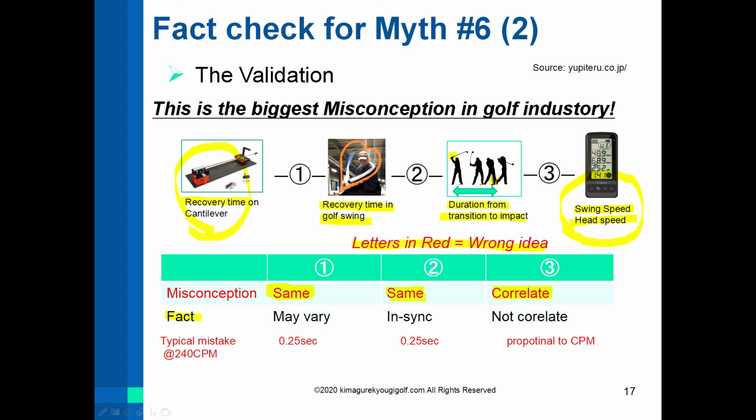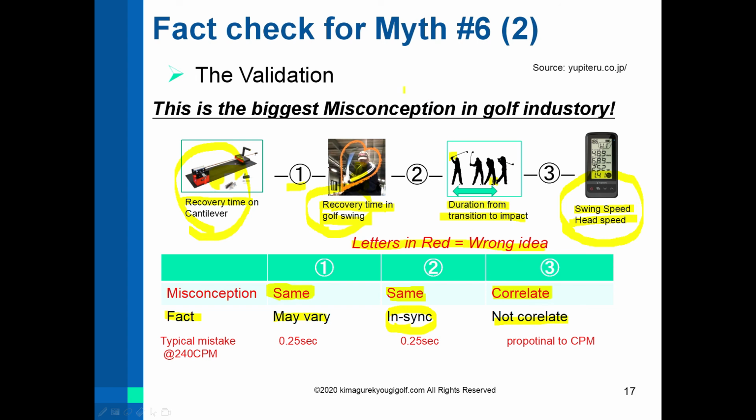And in fact, this relation may vary because we can adjust the recovery time in golf swing. Okay. Then the relation between recovery time in golf swing and the duration from transition to impact, those must synchronize, in sync. Okay, not the same, not the same. And for number 3, the relation between the duration from transition to impact and swing speed, there is no correlation between those. This is a fact. Okay.